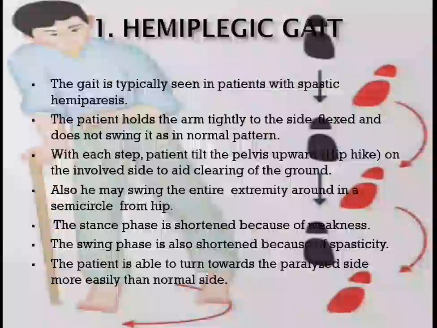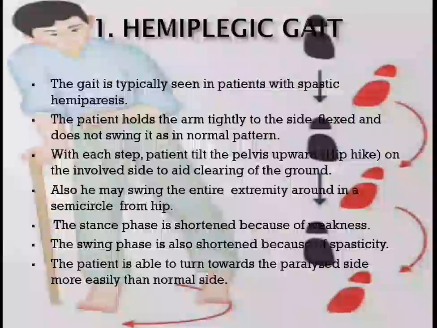First, hemiplegic gait. The gait is typically seen in patients with spastic hemiparesis. The patient holds the arm tightly to the side, flexed, and does not swing it as in the normal pattern. With each step, the patient tilts the pelvis upward, that is hip hike, on the involved side to aid clearing of the ground. Also, he may swing the entire extremity around in a semicircle from the hip.